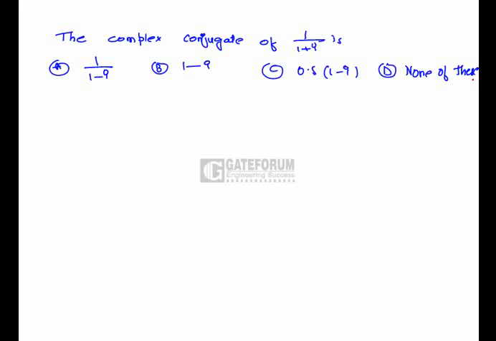To find the conjugate complex of the complex number 1 by 1 plus i. In order to find the conjugate complex, first we have to convert this into a plus ib form. In order to convert this into a plus ib form, we have to rationalize. So we'll rationalize the denominator. Its rationalizing factor is 1 minus i. So we'll multiply and divide the given complex number by 1 minus i.